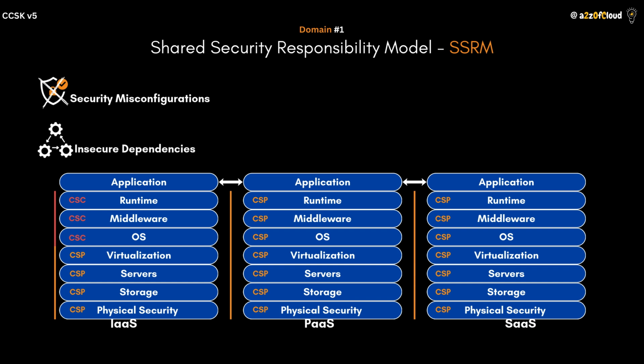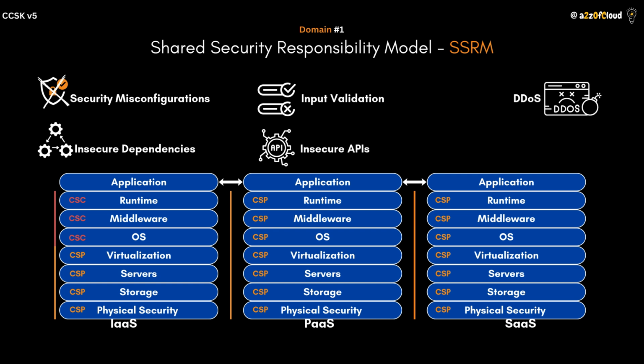Insecure dependencies. Application dependencies, libraries, or frameworks with known vulnerabilities can be exploited. Insufficient input validation. Applications failing to validate or sanitize user inputs properly will make the application vulnerable to attacks. Unprotected APIs. APIs without proper authentication, encryption, or rate limiting make the application vulnerable. Denial of service attacks. Flooding requests to application, rendering it unavailable to legitimate users. Business logic flaws. Design or implementation flaws in application workflows that attackers exploit to bypass intended functionality.